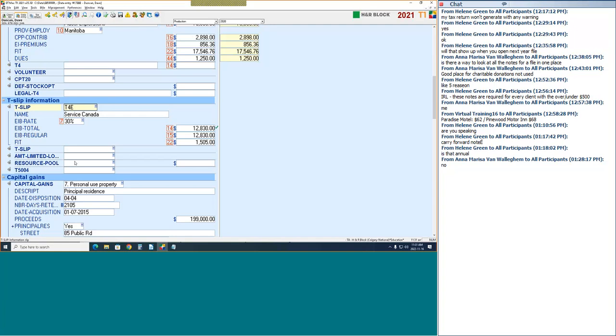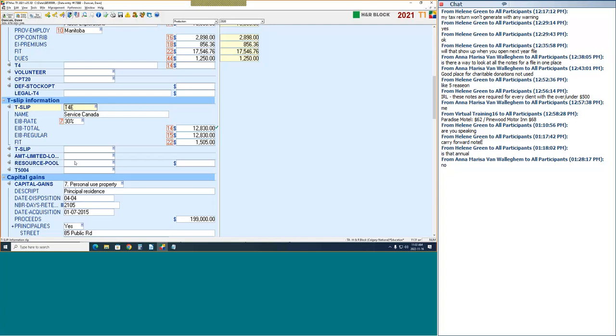If the numbers don't match, you're going to have to find out, is this T3 you're holding an additional slip to be added to the other ones, or is it partly included? You have to make sure you're not duplicating things, but that you're including everything that needs to be there. So T3 slips, often you'll have in pieces.